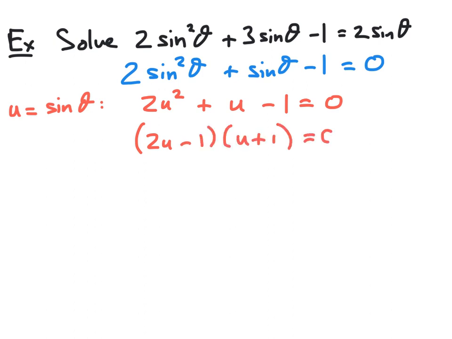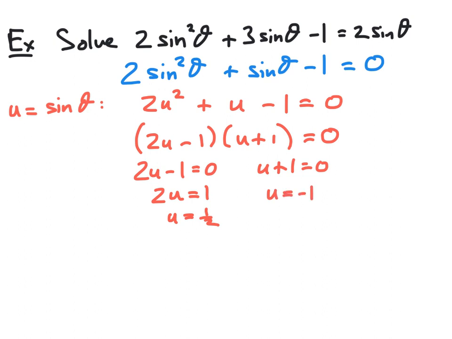Of course, if we could not factor this, we could have always used the quadratic formula or completing the square, but most of the time these will factor nicely. And so here we set each of these factors equal to 0, and we can then solve for u in each case. So the first one here, we add 1 to get 2u equal 1, and then u equal 1/2. And the second one, we subtract 1 to get u equal to negative 1.